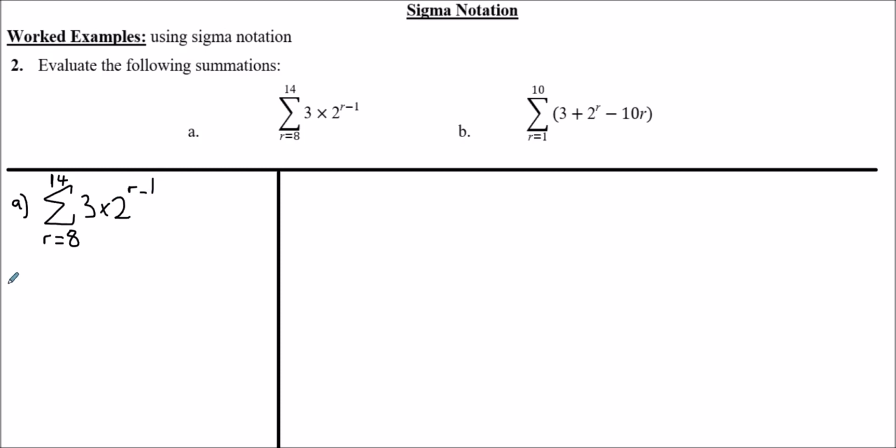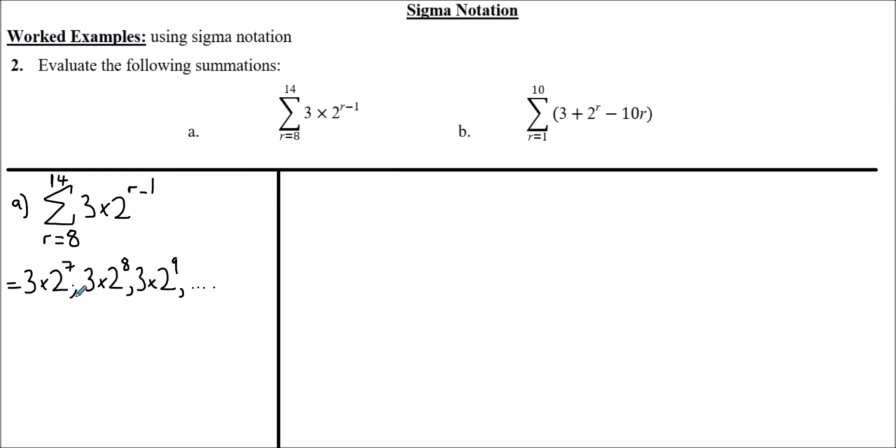then what I'd have, first of all, when R is 8, I'd have 3 times 2 to the power 8 minus 1, which should be to the power 7. So the first term is 3 times 2 to the 7. Next one will be 3 times 2 to the 8. Then 3 times 2 to the 9. I should technically put in plus symbols here actually.